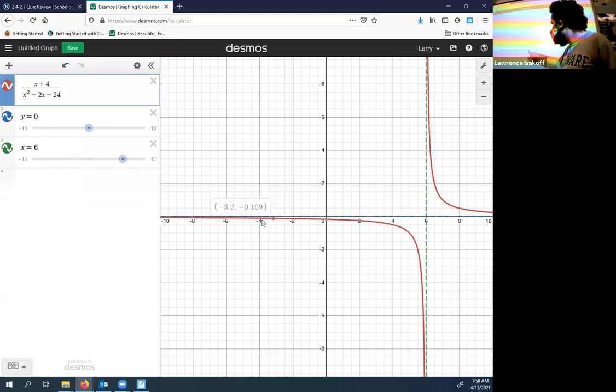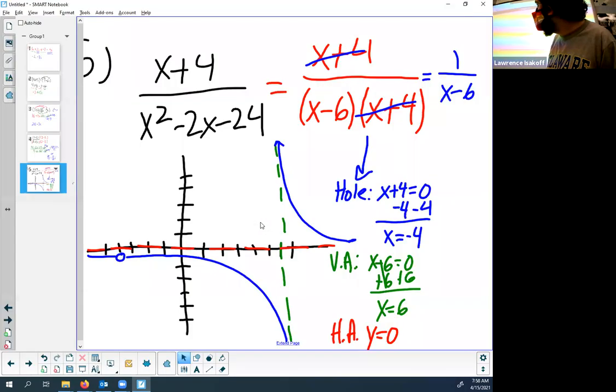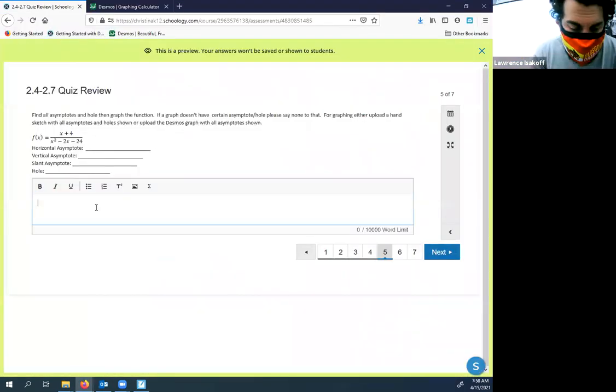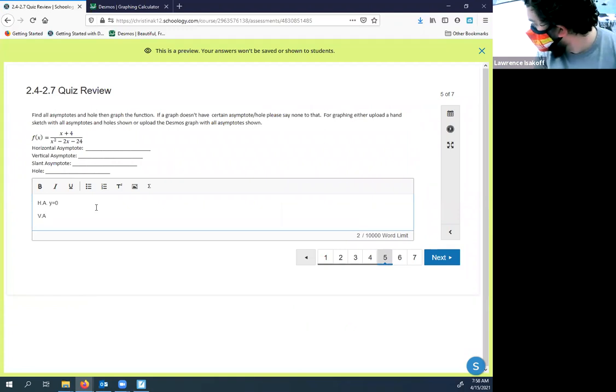Desmos doesn't show us the hole right away. So that's where you're going to have to identify it through text, using the abbreviations I've been using all week, that our horizontal asymptote is y equals 0. Then ask for the vertical. That was x equals 6.